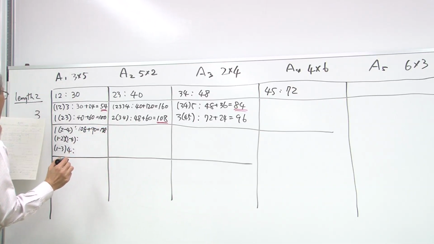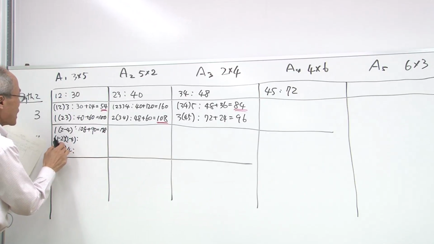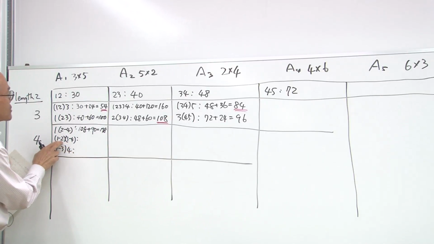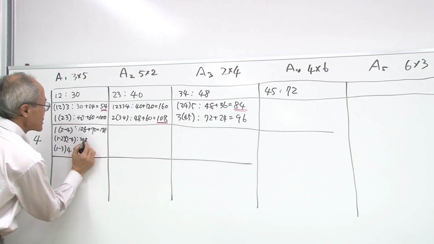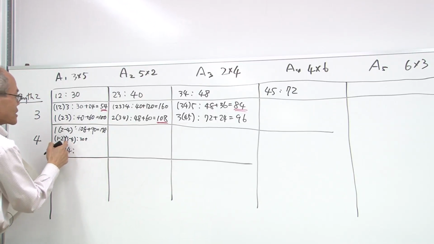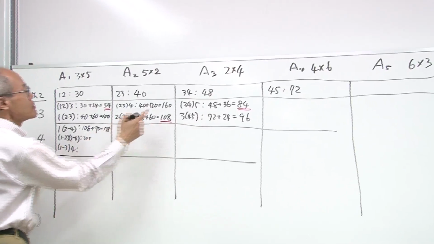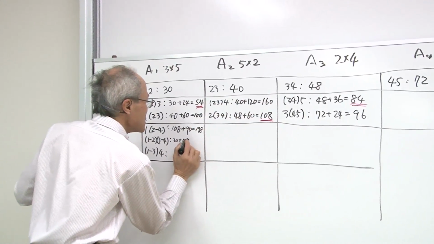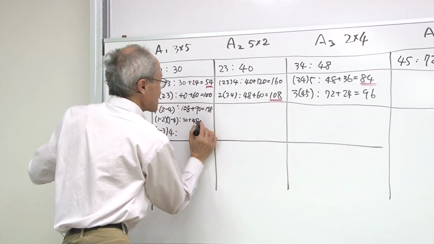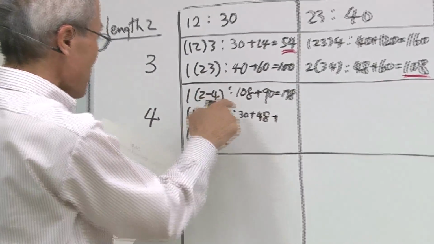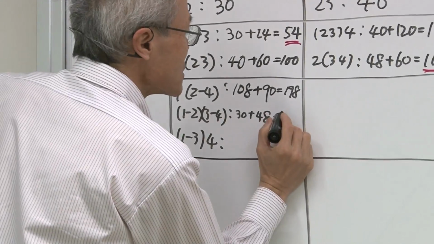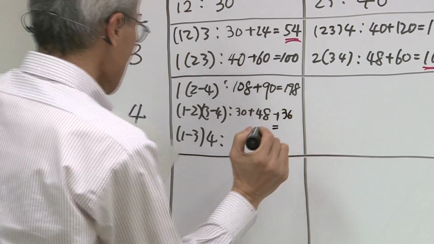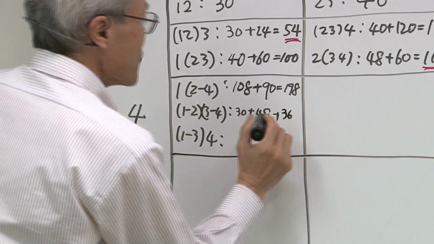Okay. Now what about this? In order to multiply 1 and 2, we have 30. Plus, in order to multiply 3 and 4, we have 48. Here, plus, multiply these two matrices, we have 36. That is equal to 114.